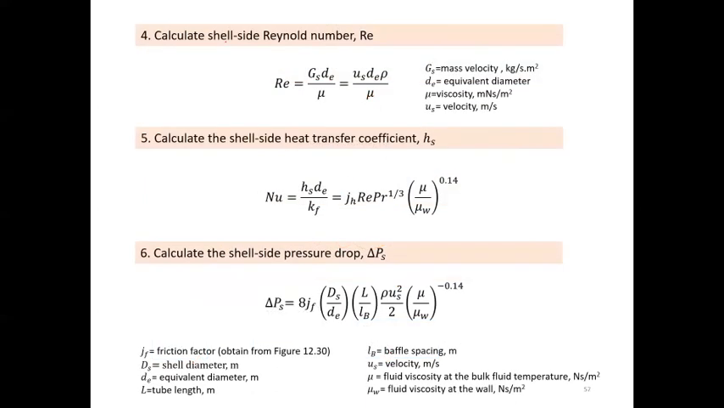Okay, next we proceed to calculate the shell side Reynolds number. We have the information on the mass velocity, the effective diameter, and also the viscosity. This information, such as viscosity and density, can be obtained from the table of properties of the fluid of your process. And then calculate the shell side heat transfer coefficient, HS, using this equation.